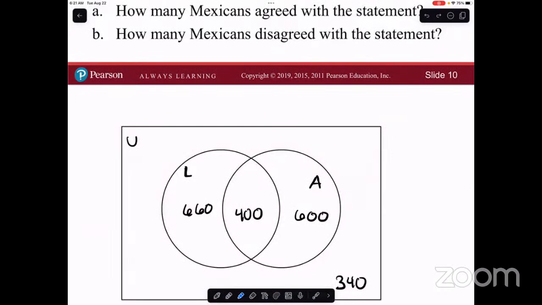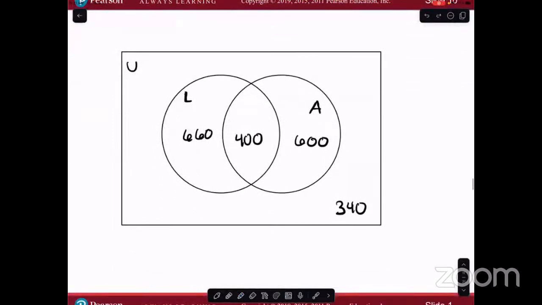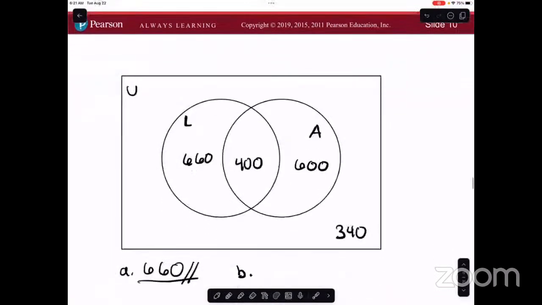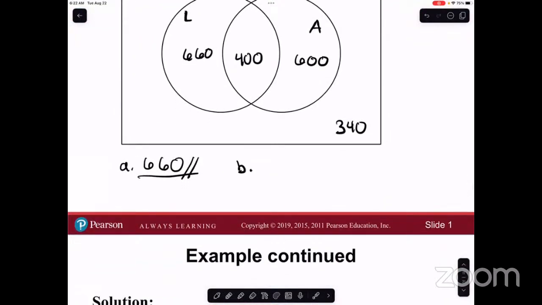Okay. So then for part B, how many Mexicans disagreed with the statement? So they need to be outside American and also outside of agreed. So that's the 340. So that was interesting. Time is looking good. So we got 660 and 340.